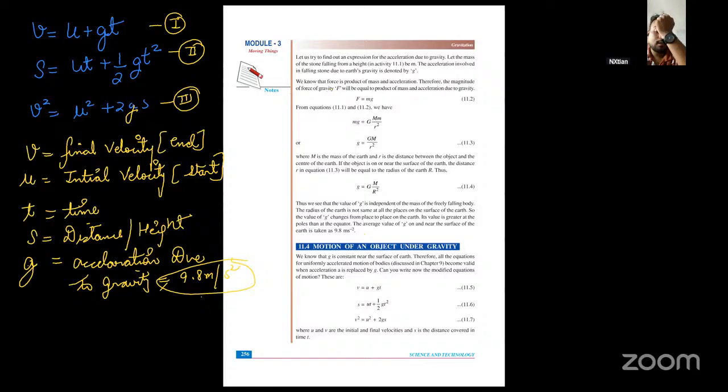Did you understand, guys? So these are the three formulas that we should know. First is V is equal to U plus AT. Second is UT plus half AT square, GT square, and V square is equal to U square plus 2G. Now, how will we use this? So first of all, write it down, then I will explain it to you. Quickly write it down.